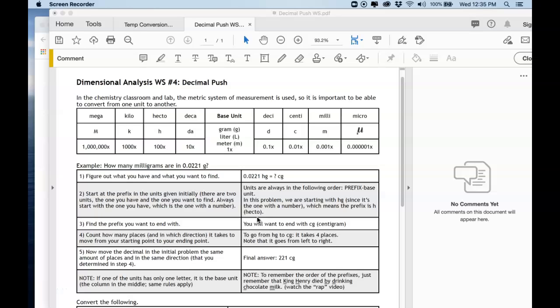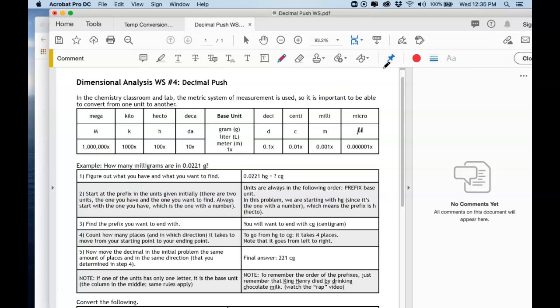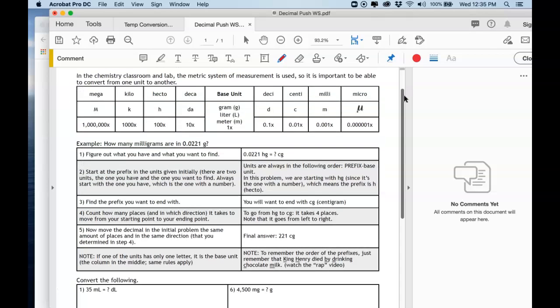All right, I wanted to give you a few tips on how to do this decimal push. I'm going to show you some little tricks for as long as you can remember King Henry Died By Drinking Chocolate Milk, with the base unit in the middle, you should be able to move anywhere along this. And you can do it using decimal push and dimensional analysis. So I'm going to do a couple of examples with decimal push, and then I'll show you how you can do it with dimensional analysis.